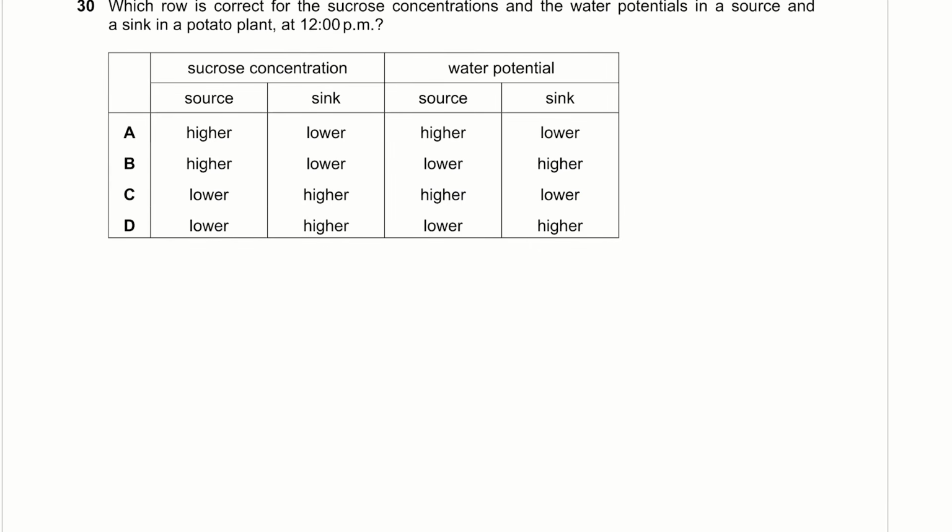Question number 30. Which row is correct for the sucrose concentrations and the water potentials in a source and a sink in a potato plant at 12 p.m.? So first of all, you must notice that at 12 p.m. photosynthesis is actually taking place.